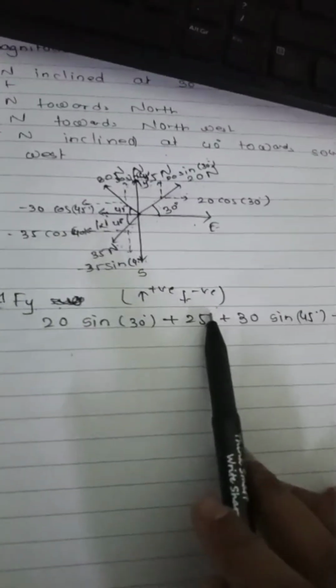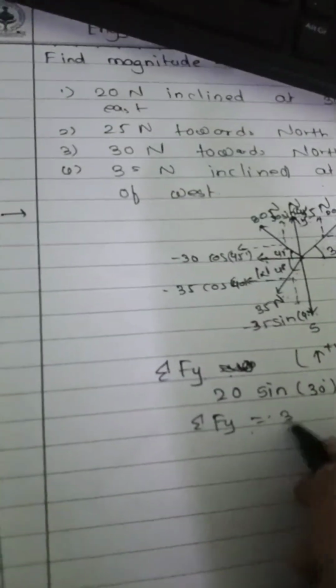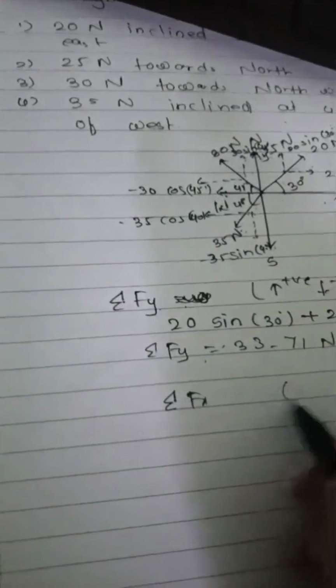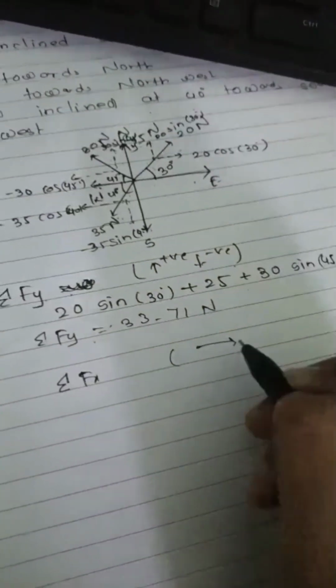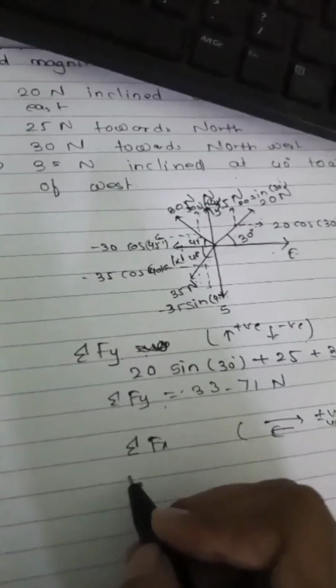So now we can do all this calculation on a calculator, and we get summation Fy equal to 33.71 Newton. Also now we can find all the horizontal forces, that is Fx, whose direction is towards right positive and towards left negative. So here are three horizontal forces. We take them one by one.